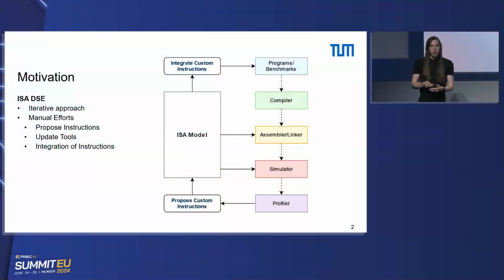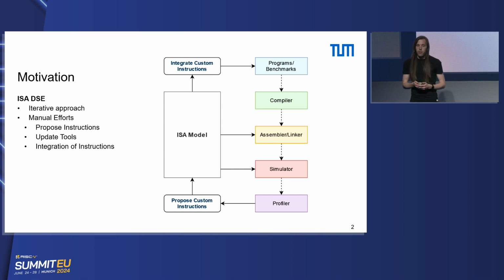Then, based on this evaluation, and often also using a profiling tool, we can propose new custom instructions which can be added to the instruction set. On the left side, you can see that there is an ISA model for the RISC-V ISA, and while the steps on the right side of this figure are already very well established, there are two steps on the left side, the proposal of custom instructions and the integration of custom instructions, which currently need a lot of manual effort.